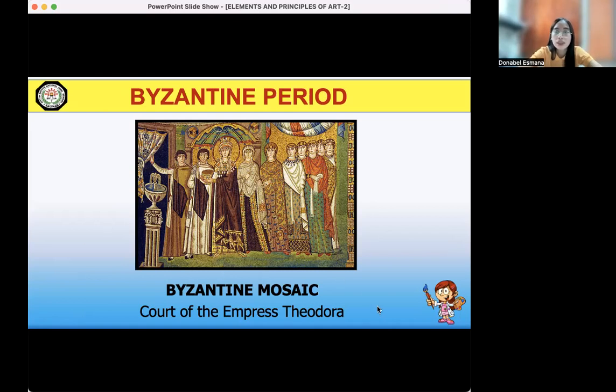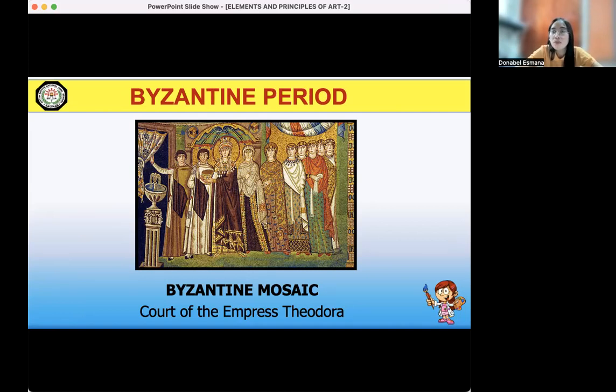And another example of the Byzantine art is this one. This is the court of the Empress Theodora. This is a mosaic panel that is located in a basilica in Ravenna, Italy. So again, si Theodora po, siya ay asawa ng isang emperor named Justinian I. And some recognize Theodora as the reason for Justinian's greatness, no?